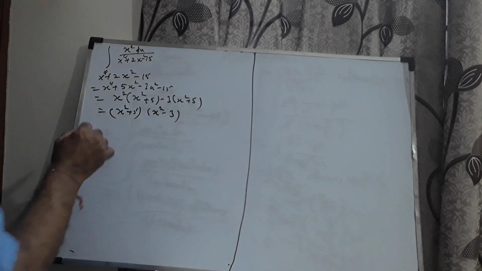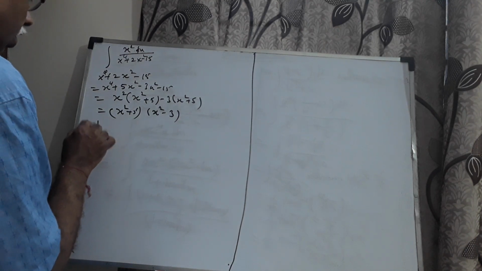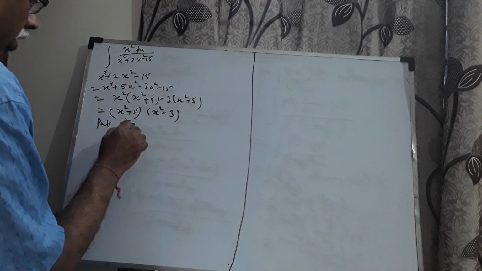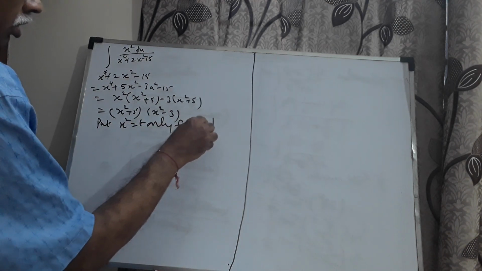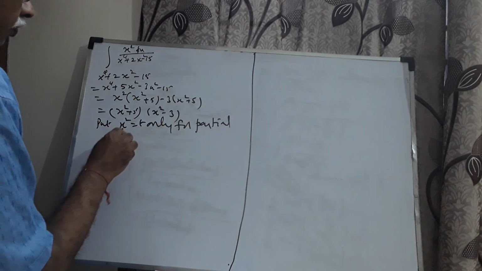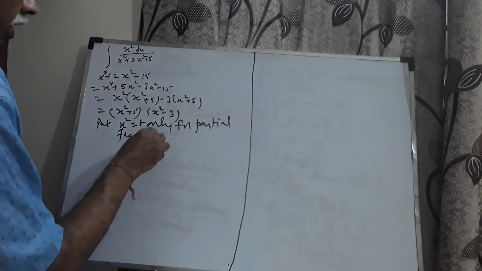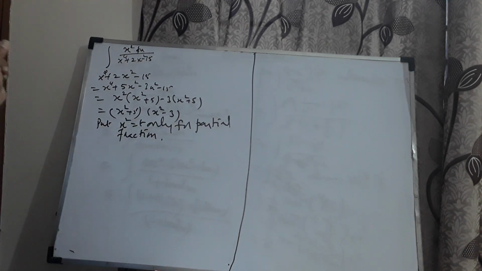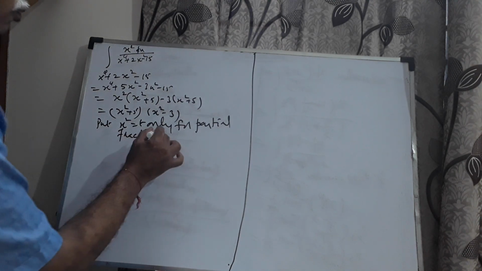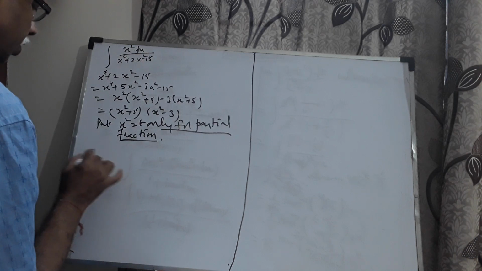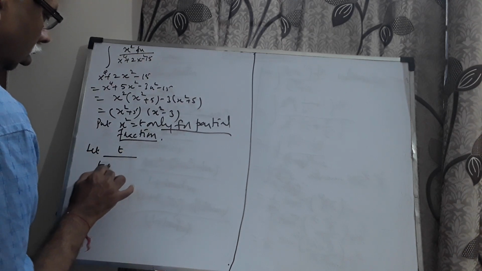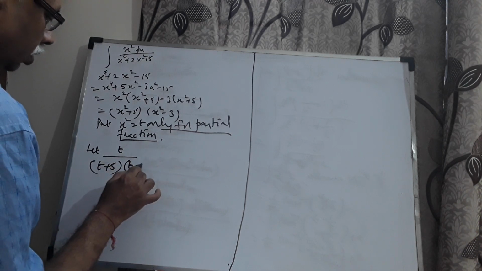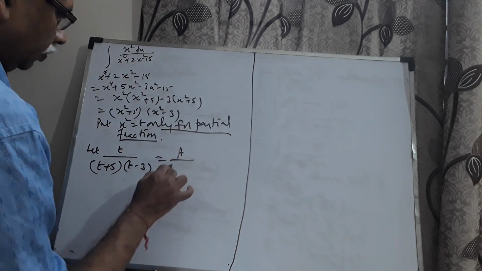Yeah, it's correct. Therefore, for the whole integral, put x square equal to t only for partial fraction. The real idea is, after identifying the values of constants a and b, the integration has to be done with respect to x. That is the meaning of only for partial fraction. Let me just proceed.